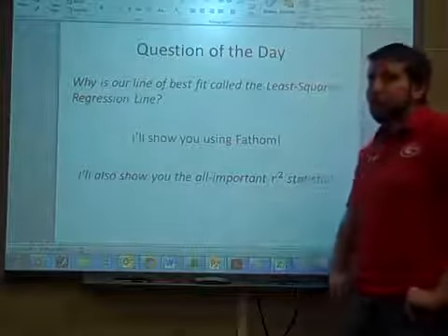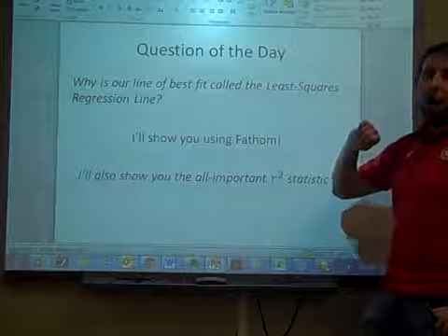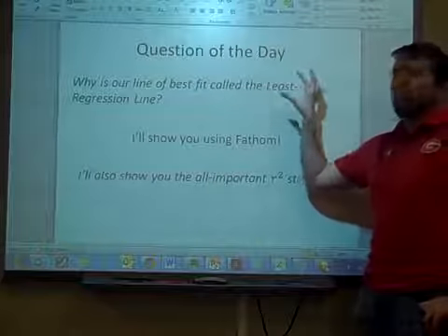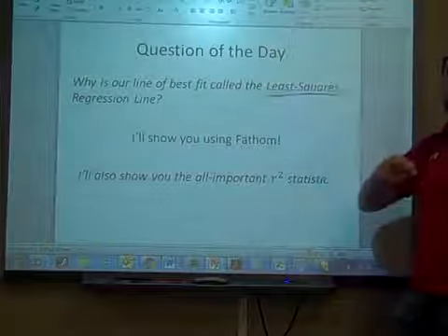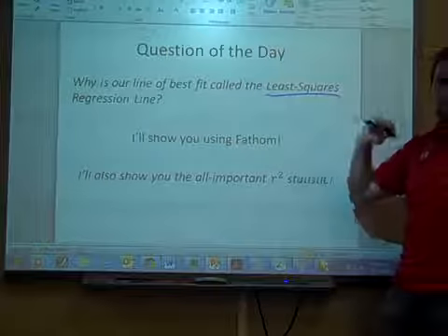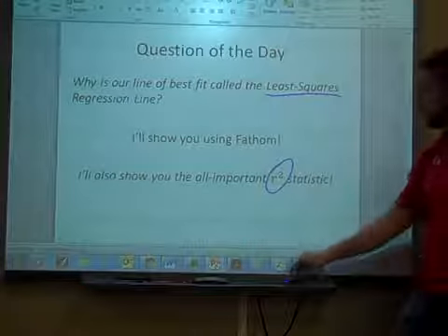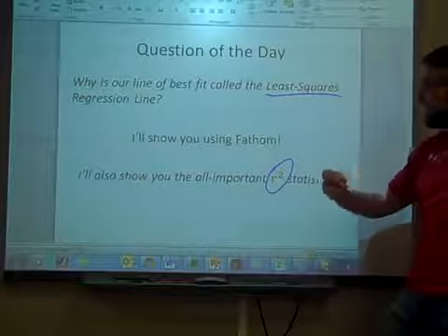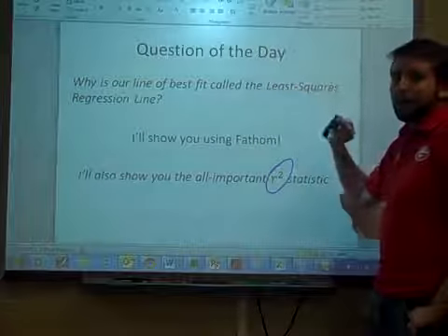In this video, I'm going to start by doing something I promised I would do in the last couple of videos. I'm going to explain to you why our regression line is called the least squares regression line, and why that's so important. I'm going to do it using my Fathom software. I'm also going to show you R squared, the R squared statistic. This is something I think I mentioned last year in pre-calc, but we didn't really get into what it means.